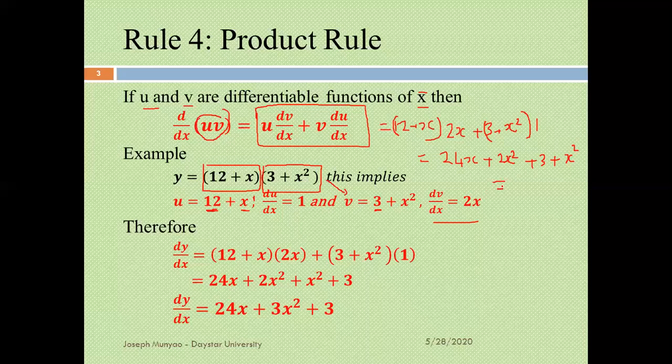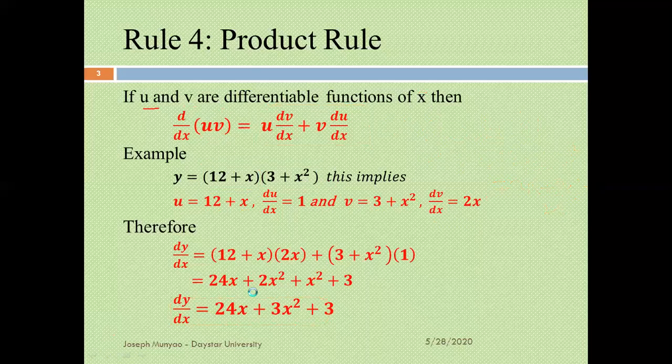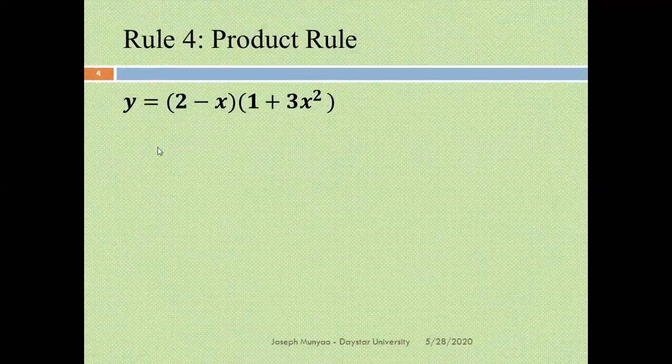If you simplify, it becomes 24x plus 3x squared plus 3. It is exactly what has been worked out for you here. Look at another one before we forget about it.